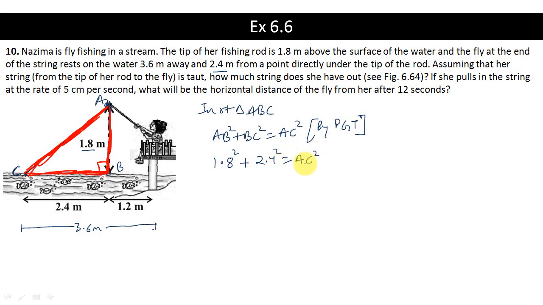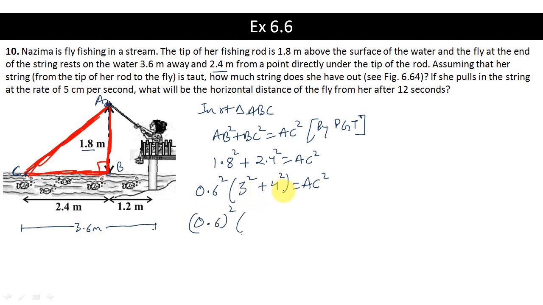So finding the square of 1.8 and 2.4 can be a time consuming task. So what we can do is we can take out common. So I can take out 0.6 square as common. So if I take out 0.6 square as common from 1.8 square, I'll be left with 3 square, because 0.6 multiplied by 3 is 1.8. And 2.4 square is 4 square. This will be equal to AC square. So this is 0.6 square and 3 square plus 4 square.